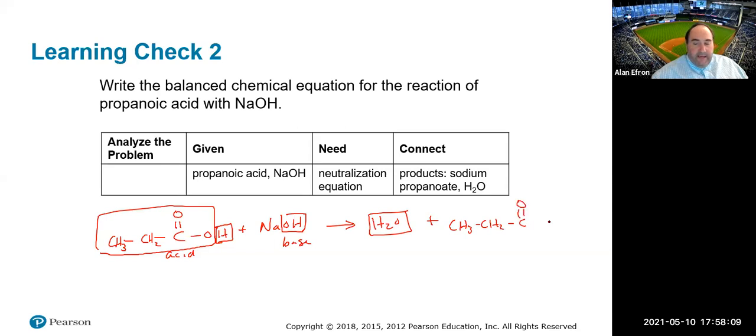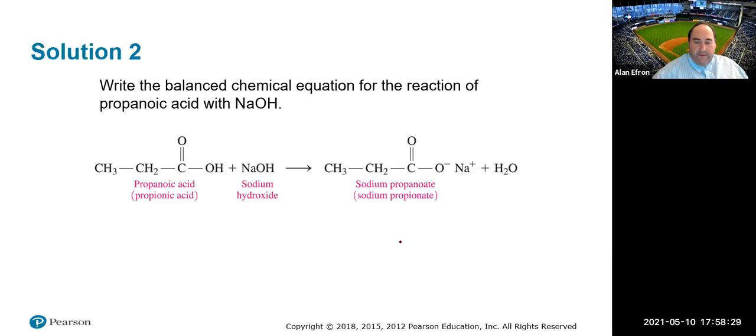Remember, when we lose that H, it's an H+, so we become one more negative, and the only other thing left is our sodium ion, which is where our carboxylic salt comes from. Any questions on that reaction? And there you go. That's what we just drew, so that looks good in that case.